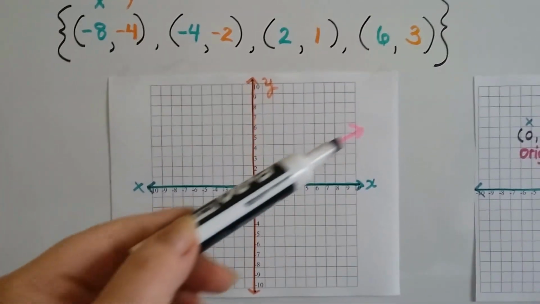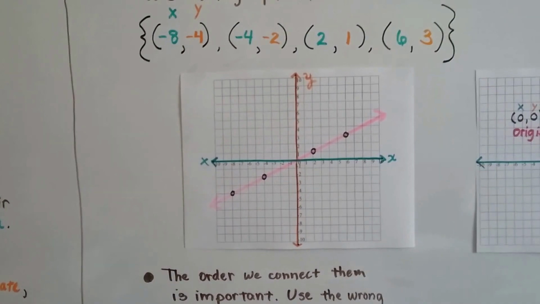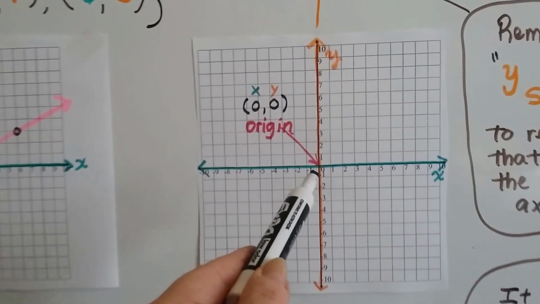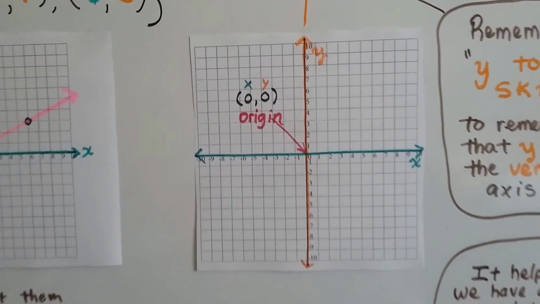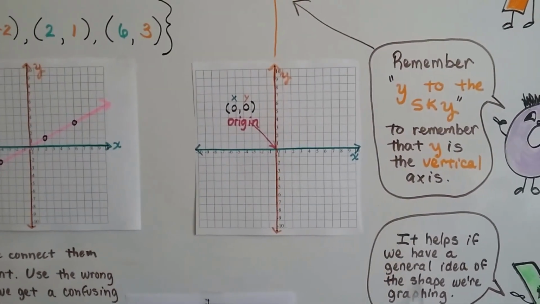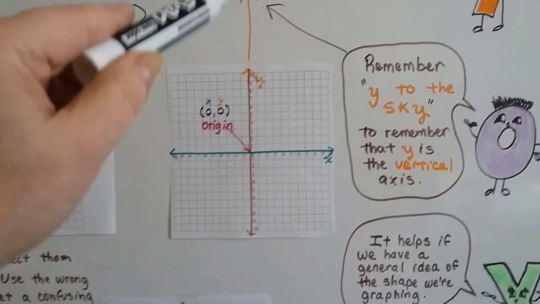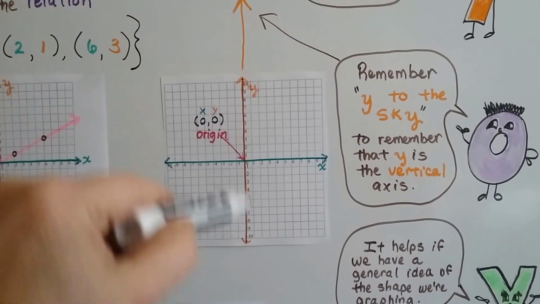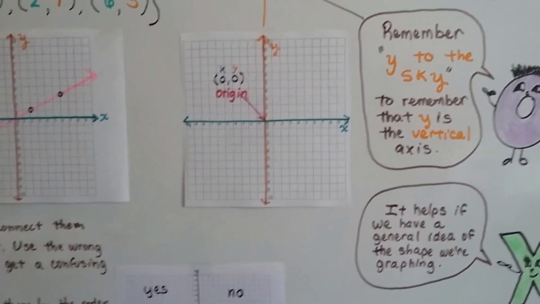And then we can connect them and make a line, can't we? And it actually has a positive slope because it's going up towards the right. And then our origin is right here at 0, 0, right in the very center. It's 0 for x and 0 for y. If you get confused about which one is x and y, use my little thing of y to the sky. If you can remember y to the sky and the word sky has a y in it, you'll remember that that is the y axis, okay?